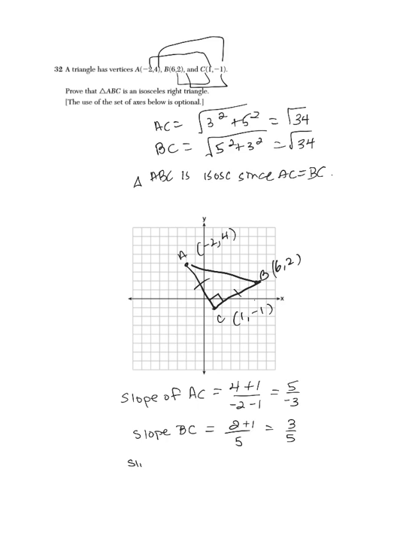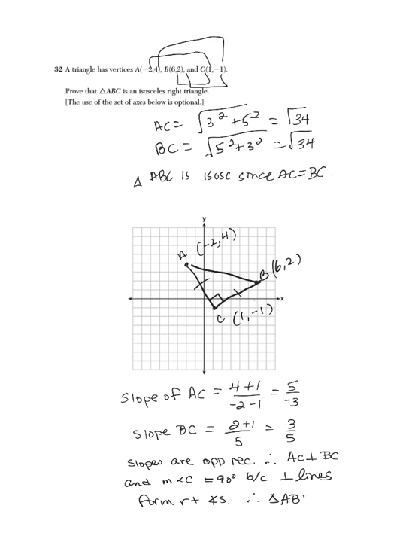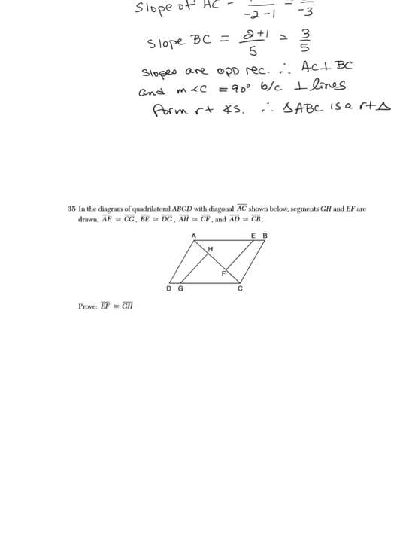So the slopes are opposite reciprocals. Therefore, AC is perpendicular to BC, and the measure of angle C equals 90 degrees because perpendicular lines form right angles, and therefore triangle ABC is a right triangle. And obviously it's an isosceles right triangle since it's both isosceles and right.